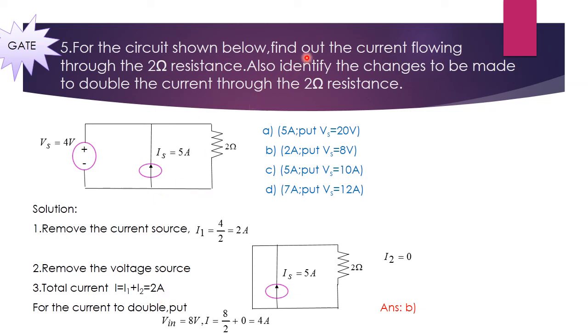Next, in the question they asked to identify the changes to be made to double the current through the 2 ohm resistance. So understand it clearly. Using this current source, the current will always be equal to 0 because there will be a short circuited path. So no need to make any changes with the current source. Now we go for the voltage source. Now we are going to change this value. If the input voltage is 8 volt, then the total current I is equal to 8 by 2 plus 0, that is equal to 4 ampere. So option B is the right answer.